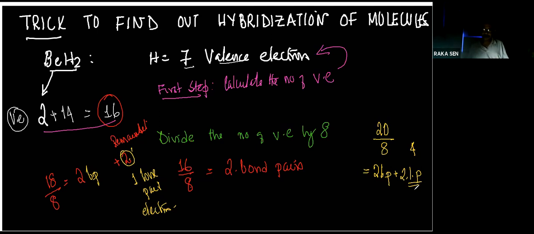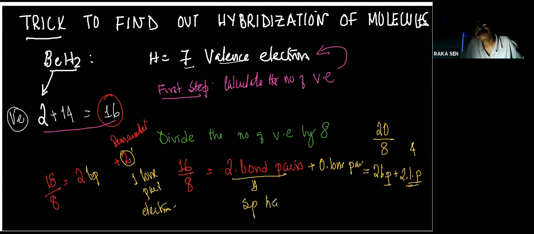Right? Now, this bond pair and lone pair count gives you the hybridization. So here, I've got 2 bond pairs plus 0 lone pairs, because it's exactly divided. So I've got 2 bond pairs. That means this will be sp hybridized.